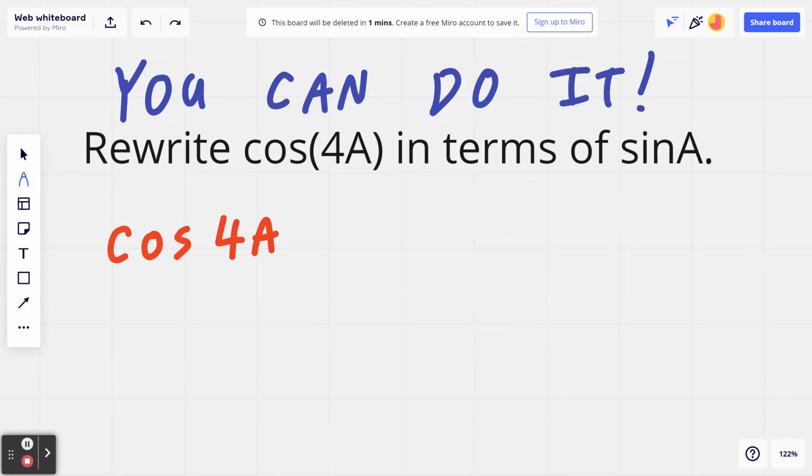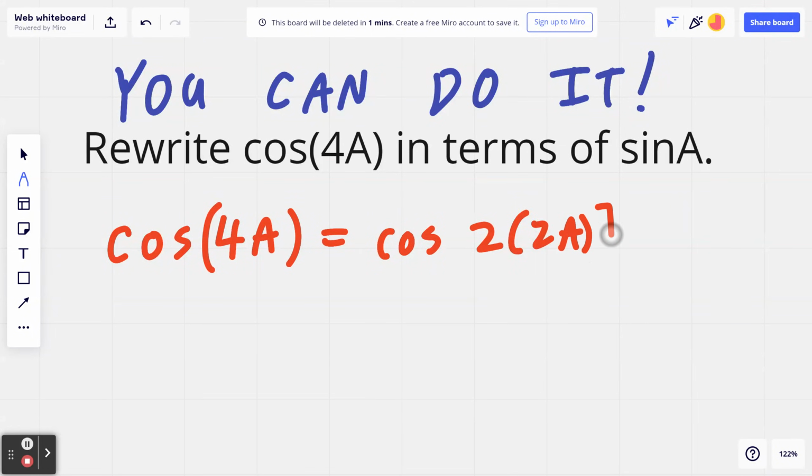Hi, everyone. Let's take a look at the following example. We write cosine 4A in terms of sine A. Step number one, when you think about cosine of 4A, this equals the cosine of 2 times 2A.